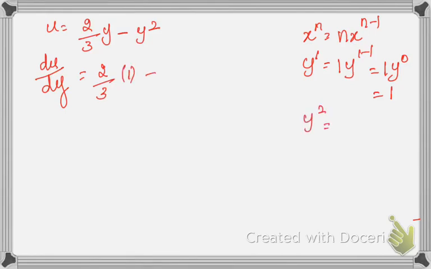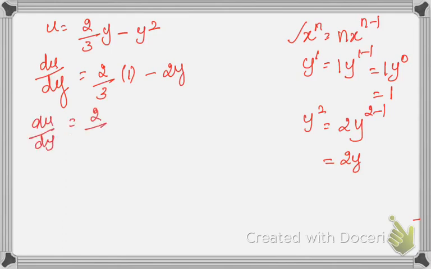So again I am using the formula x power n differentiates to n x power n minus 1. So I am having y square, which is 2 into y power 2 minus 1, which is equal to 2y. So I am substituting 2y here. So my du by dy will be equal to 2 by 3 minus 2y.